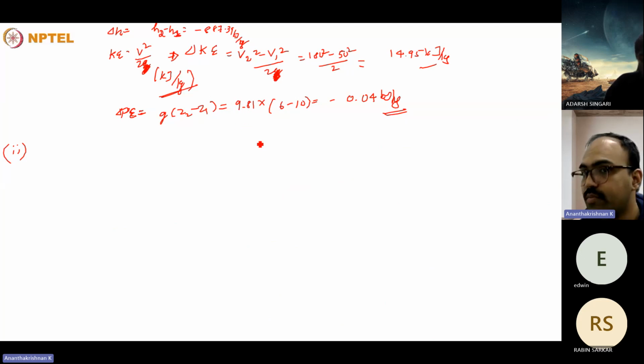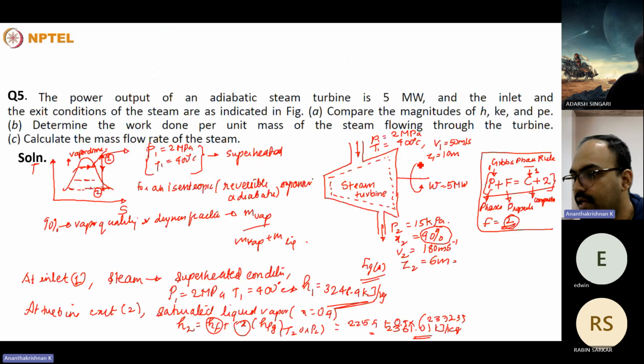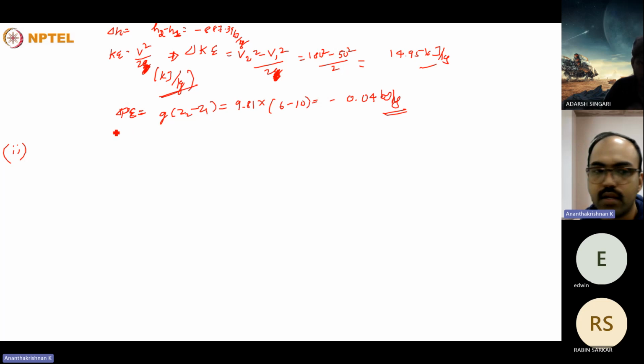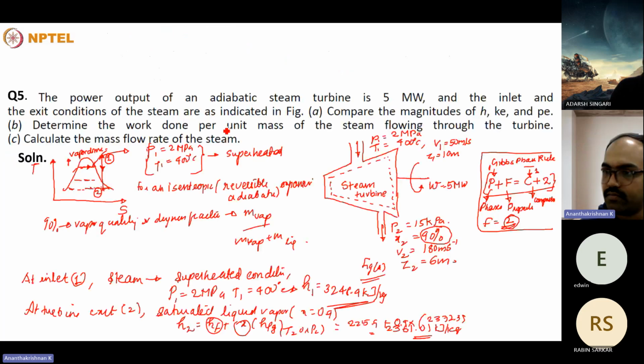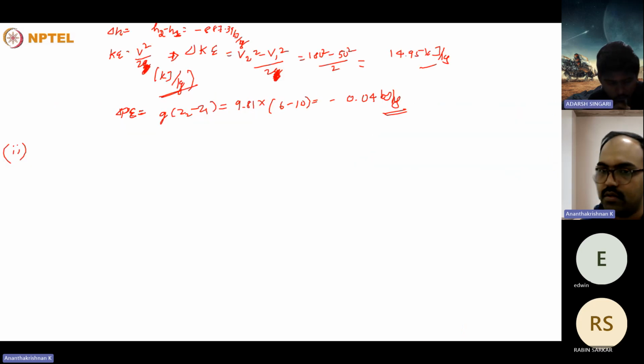So usually in these kinds of problems, we neglect the kinetic energy and the potential energy, and we represent the work done using the steady flow energy equation in terms of only the enthalpy change in the process. If you need to be accurate, you can account for these two values as well. So that will be the first part of the problem, and we need to calculate the work done per unit mass of the steam, and we use the steady flow energy equation in this process. So this is a steady process.